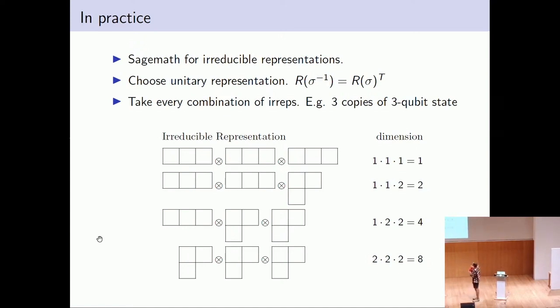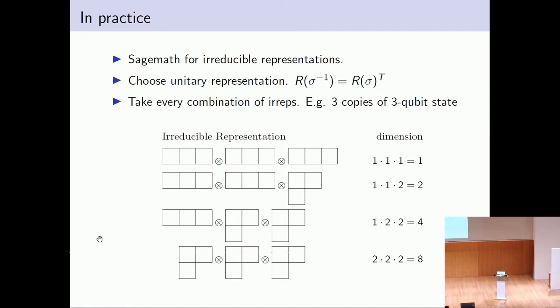For example, if you have three copies of a three-qubit state, then on the first subsystem, say we take this representation. On the second, three copies of the second subsystem, we take this irrep. And the third, for example, this one. And then these are the completely symmetric subspaces. And we know that each one has dimension one. And the joint subsystem, this block of the symmetry reduction, also has dimension one, and so on.